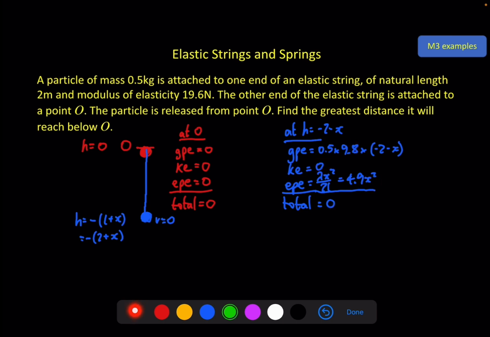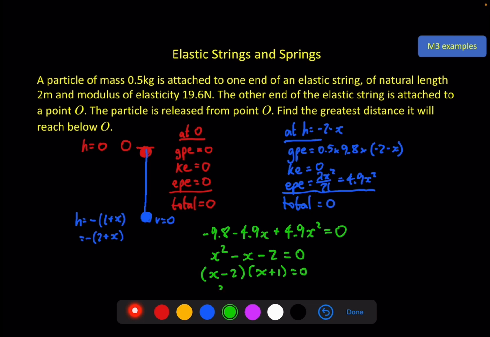That gives me my equation of minus 9.8 minus 4.9x plus 4.9x squared must equal 0. Dividing everything there by 4.9 gives me x squared minus x minus 2 equals 0. Nice and easy to factorize to give answers x equals 2 and x equals minus 1. Now in this case, because it's a string, we can't have a negative extension for a string. So we can discard this answer and give this as our extension.